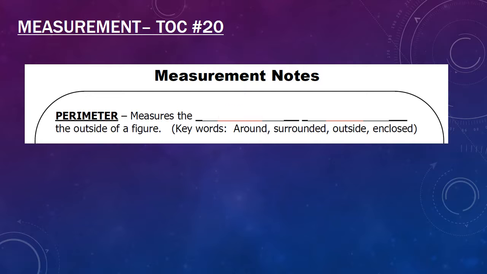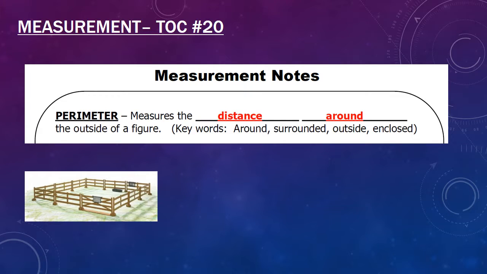Perimeter, of course, measures the distance around the outside of a figure. And the keywords you're looking for are around, surrounded, outside, enclosed. So some examples that you're going to see are putting a fence around a garden or around a backyard, because the fence goes around the yard. So you're not talking about the inside of the yard, you're just talking about around.